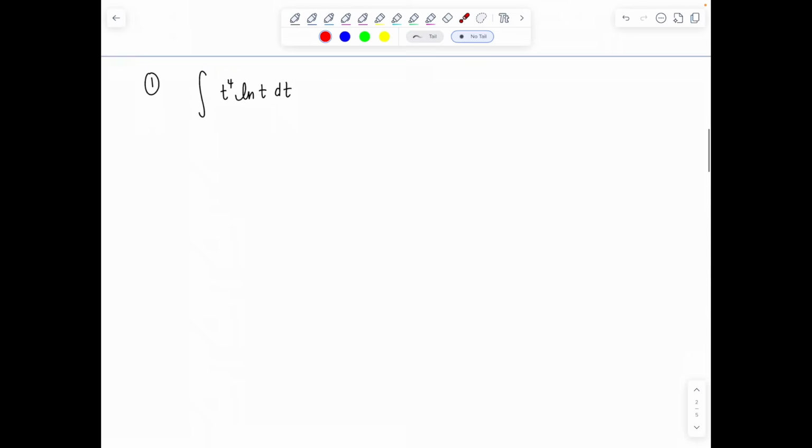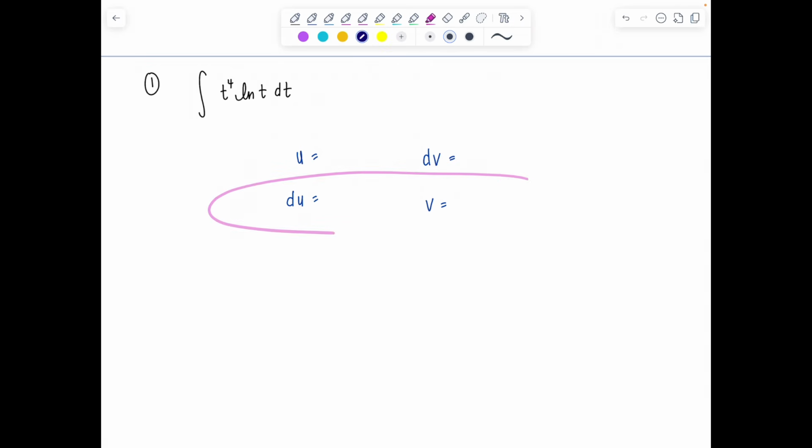Okay. First one, we have integral of t to the 4th times natural log of t dt. So if you want to go ahead, pause the video, try it on your own. I'm just going to jump right in. So we're going to pick u and we're going to pick dv. Now here's the thing that will help you with this method. Remember, you integrate the product of this row down here. So after you find du and v, what you end up integrating is this product. So you want this product to be nice and cute and something that you can integrate.